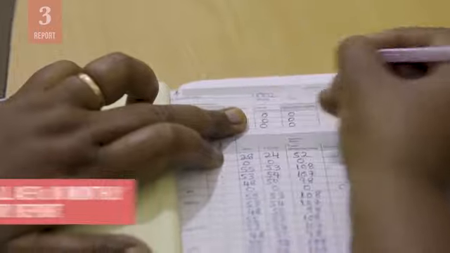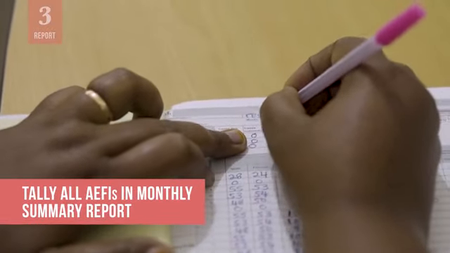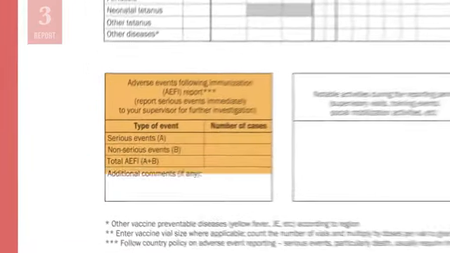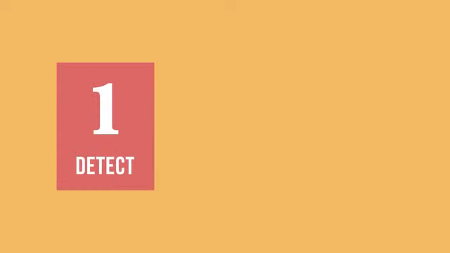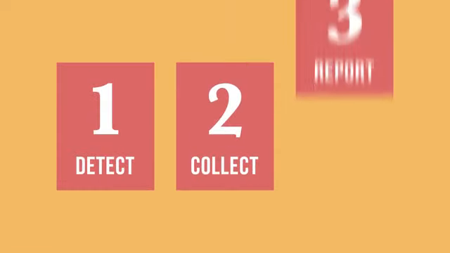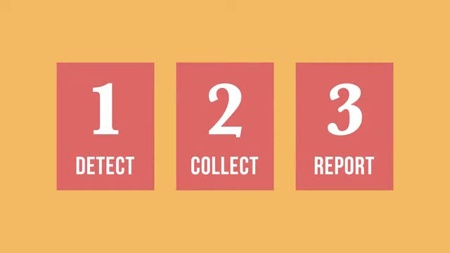At the end of the month, tally all AEFIs in your monthly summary report. This report includes a section for the total number of serious and non-serious events during the month. National authorities should provide guidance on which events should be included in each category. By detecting, collecting information about, and reporting AEFIs, you can do your part to prevent future problems and maintain the trust of the communities where you work.